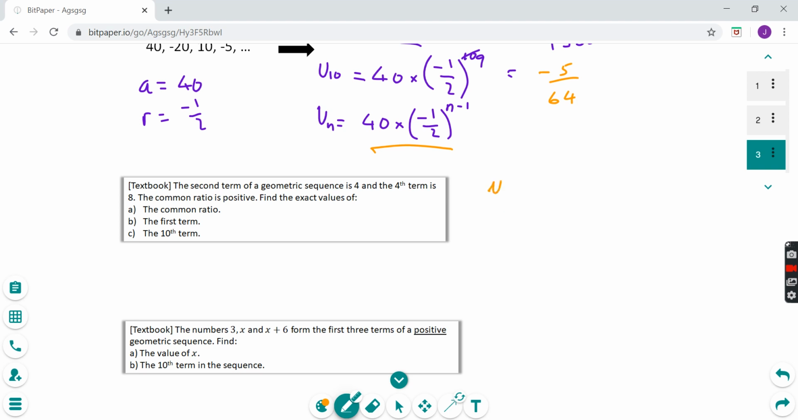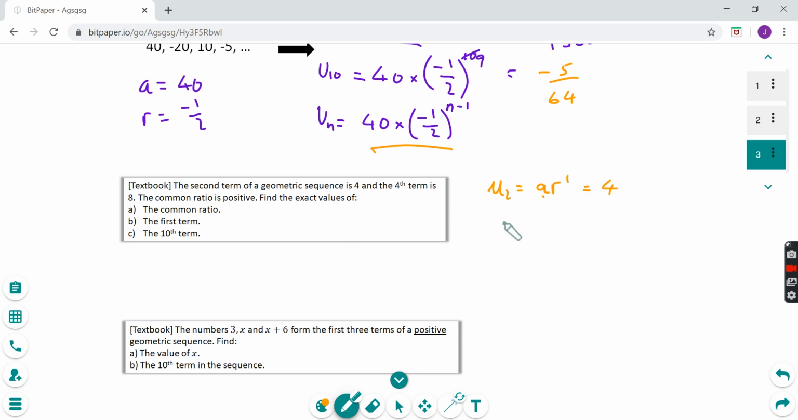The second term, so it's in the form ar to the n minus 1, isn't it? So it would be like this. The second term is 4. They all start with this first number a, and it has the ratio applied n minus 1 times. 2 minus 1 is 1.